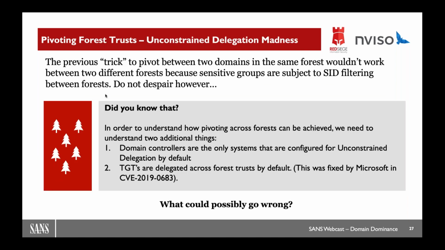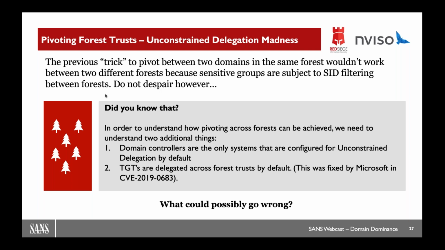Now, on to the more interesting part, pivoting between forest trusts. This was first introduced by Will Schroeder and some of his colleagues. I have them all listed on the next few pages. There is, however, a fix for this one, which was published, or even pushed, by Microsoft a few months ago. Now, what they actually found out was that there's a very similar attack strategy, which also works across different forests. So they managed to pivot from one forest to the other.